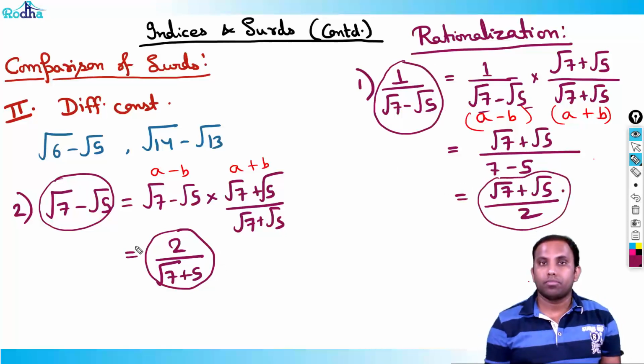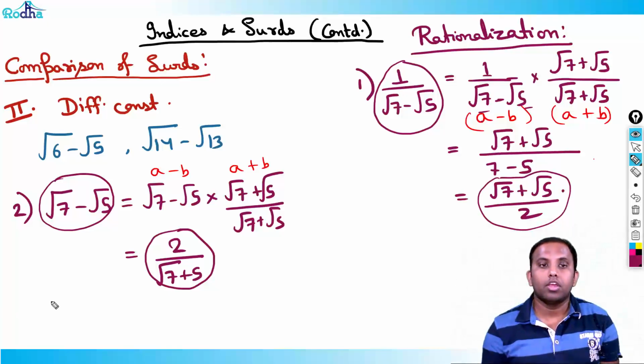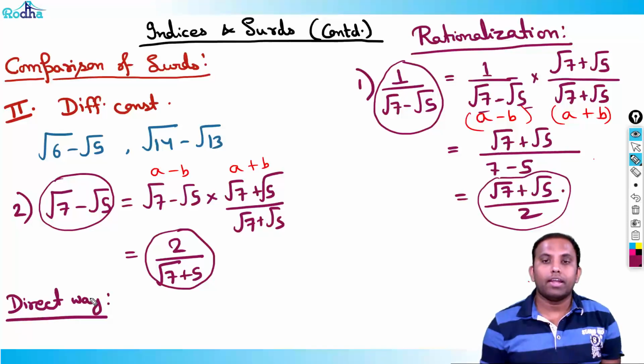This is it, rationalized form. I hope it is clear. So now we have a direct way of writing. Now we'll create a direct way of writing. We don't do this much now. Just observation and a direct way of writing.